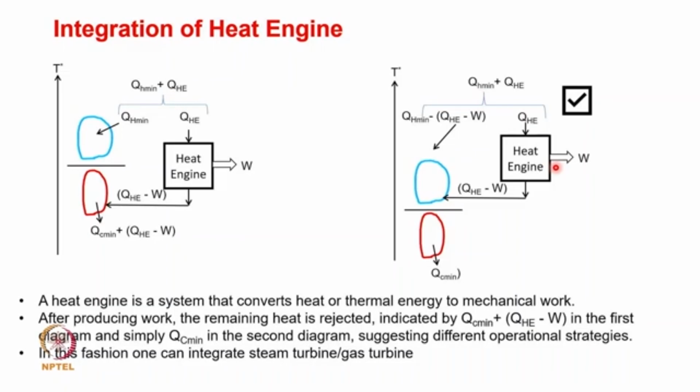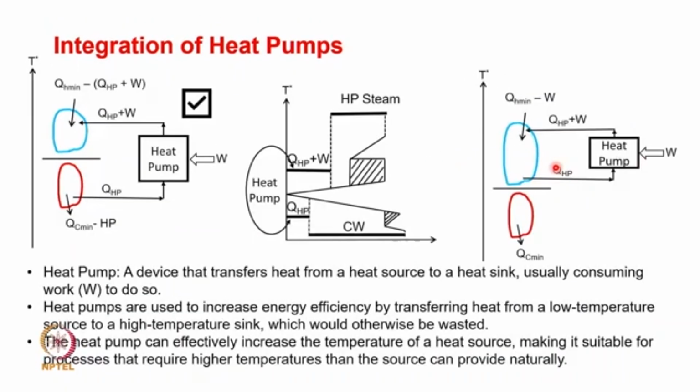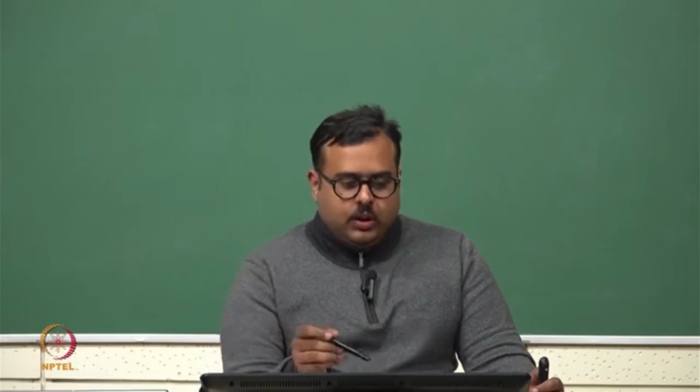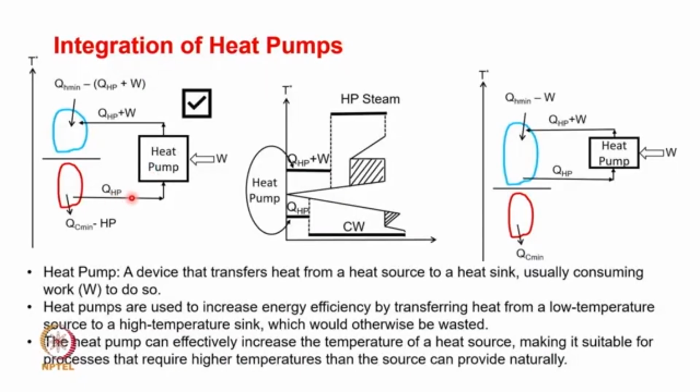So this is how you do cogeneration, for instance, by means of a steam turbine or a gas turbine in the plant. You can also put in a heat pump wherein we extract QHP from below pinch, and of course you need to supply work to make the heat pump work. As a result, what would happen? You can send in QHP plus W as an additional heat above pinch, which would again reduce the hot utility requirement here.